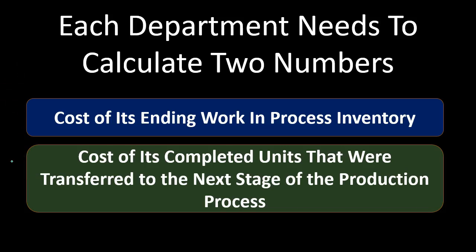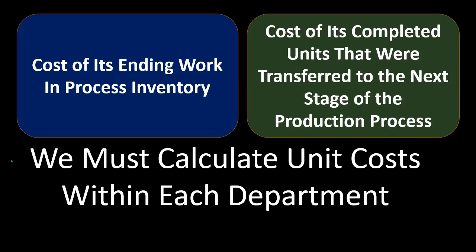We're going to have to figure this out, and it's not the easiest thing to figure out. It's not as straightforward because the units are not totally complete. So we're going to have to determine how much is still in process and how much has been transferred out in each department. In our case, we had an example of two departments, the production department and the packaging department.